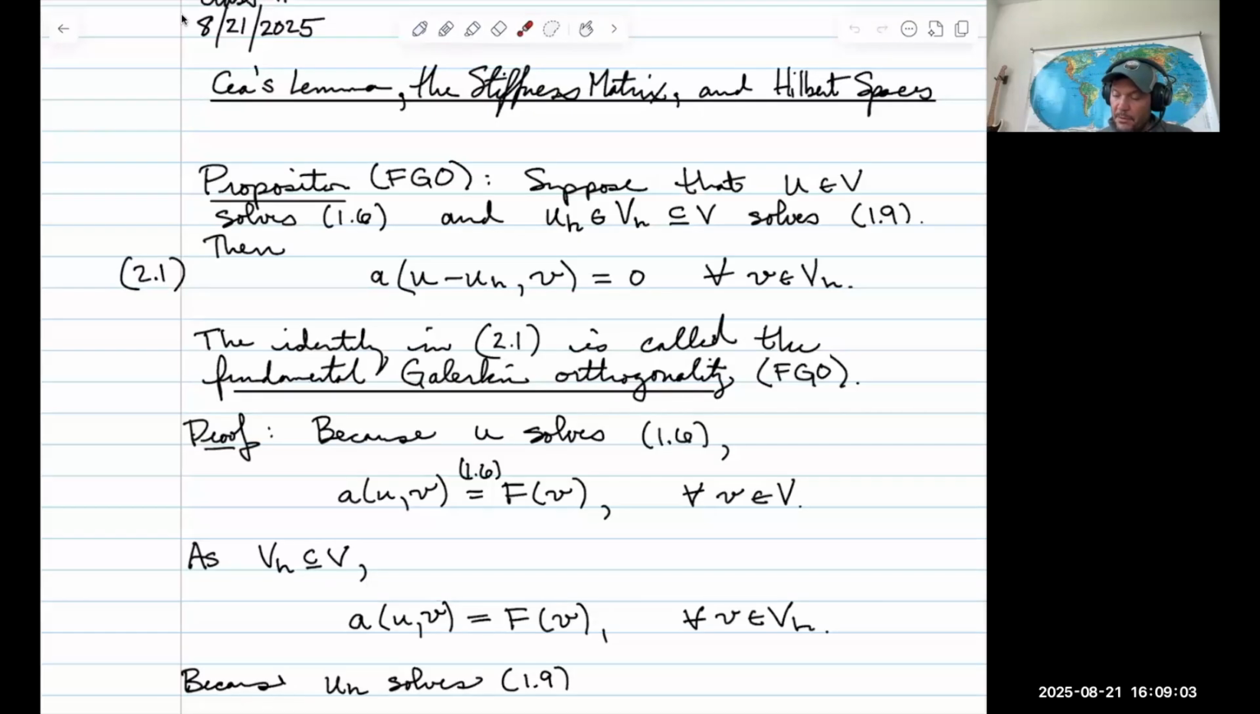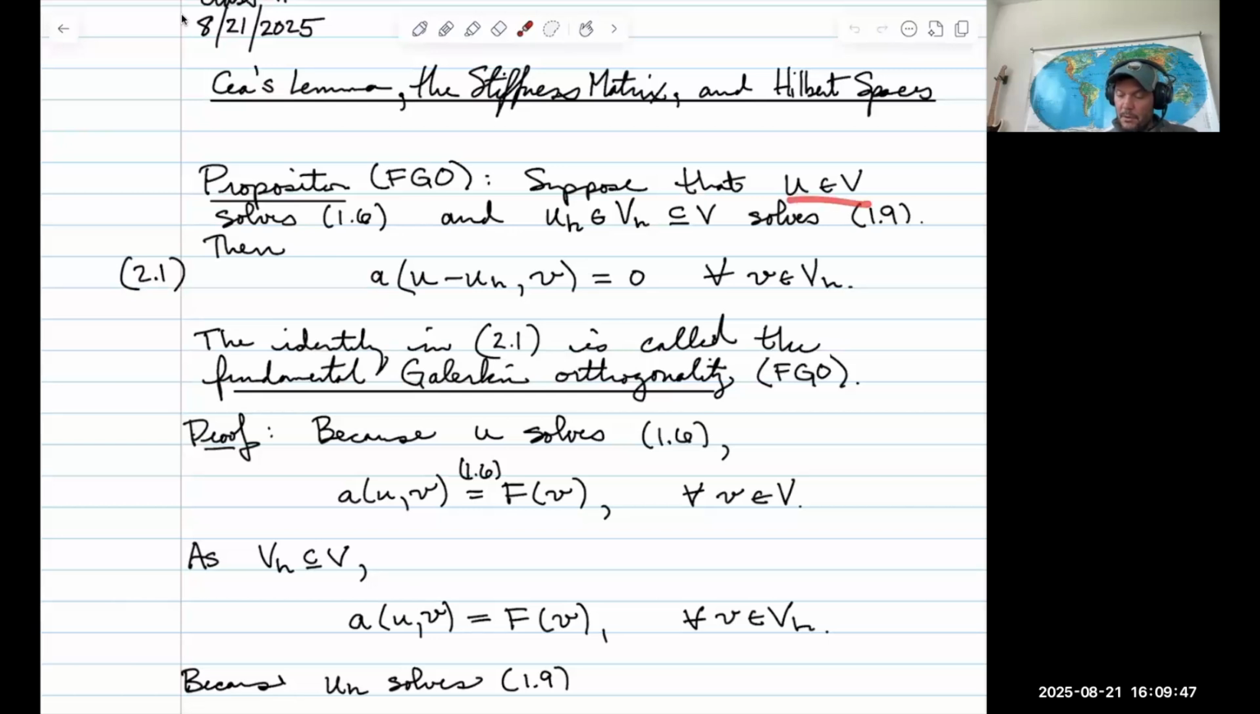So suppose that U in V solves 1.6. So 1.6 was the weak formulation of the problem, and 1.9 was the Galerkin approximation of that using that weak form. Remember, the Galerkin approximation was you're looking for a solution which is now in a finite dimensional subspace, which has a particular basis associated to it. Well, any finite dimensional subspace does, but we have a standard way of writing that basis, which we'll get to momentarily.